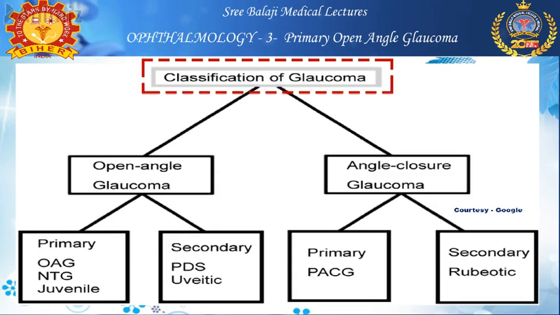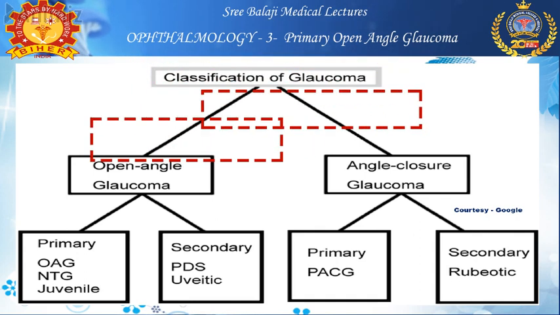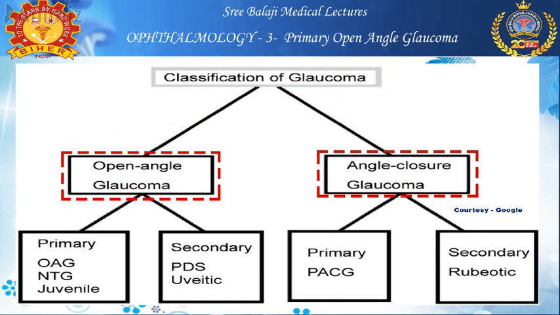There are various ways to classify glaucoma. But the main classification is into open angle and closed angle. By angle, we mean the anterior chamber angle which is present between the cornea and the iris circumferentially. And gonioscopy is a test to visualize whether the angle is open or closed.